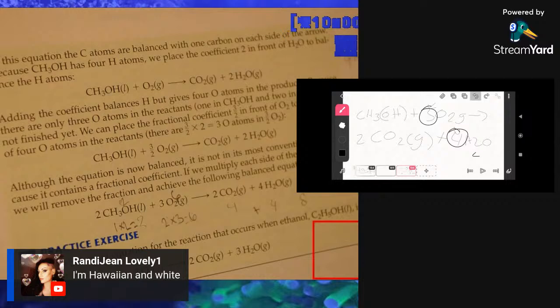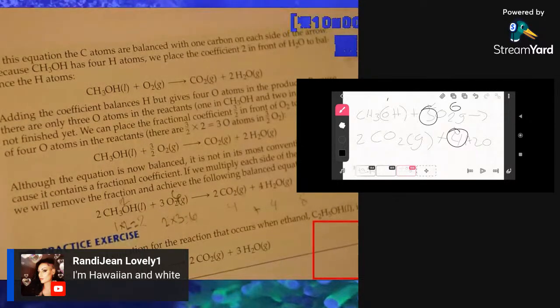But over here, let's see, 3, that's 6. So I got 6 over here. So 3 times 2 equals 6. And then over here, only got 1. So I need two more... 2 more carbons. I mean 2 more oxygens. You see that? And I need 2 carbons because of this.